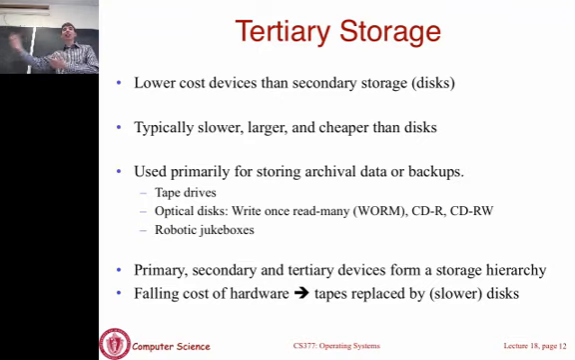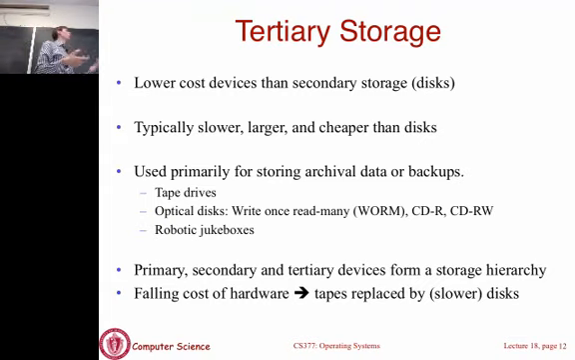Right? And we can continue that, going to tertiary storage, which is going to be cheaper, larger, and slower than a disk. Typically what we use tertiary storage for is things like archiving and backups, where oftentimes we're not needing to do any random access. It's just going to be sequential access for the purpose of doing archiving.